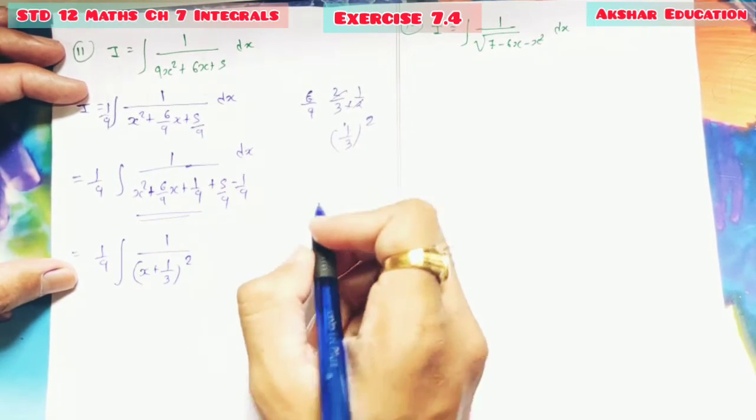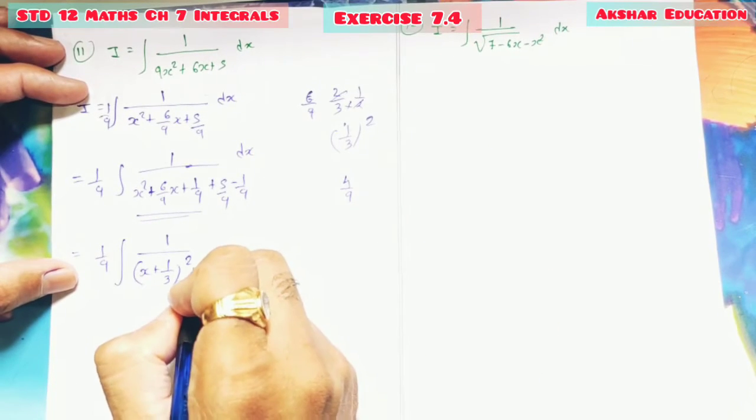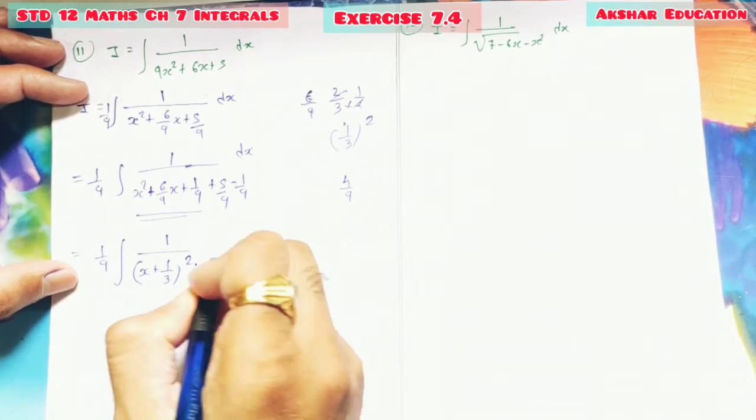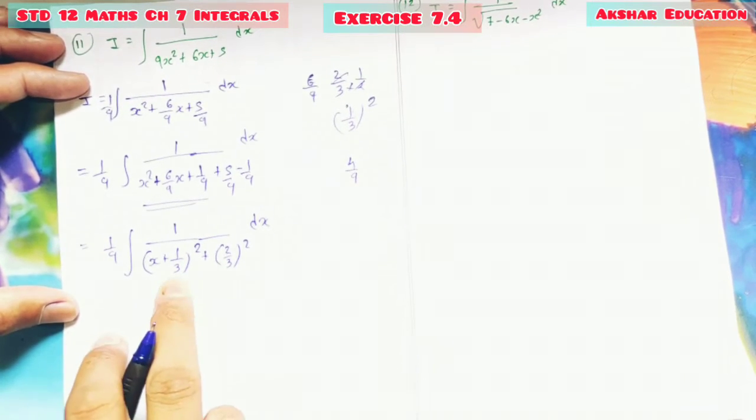This is our 5 by 9. So 5 by 9 minus 1 by 9 is 4 by 9. So plus 4 by 9 is nothing but the (2 by 3) whole square and dx. Done. So now this is our formula.